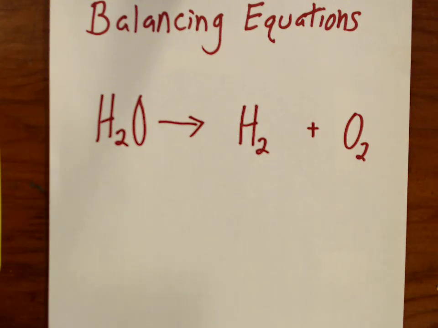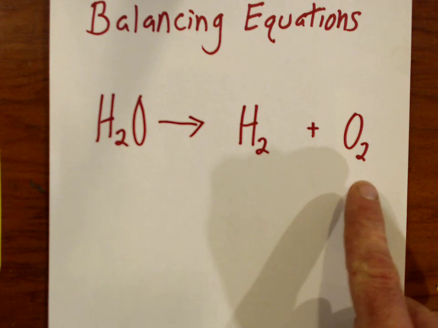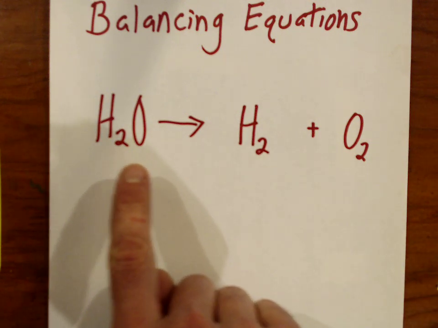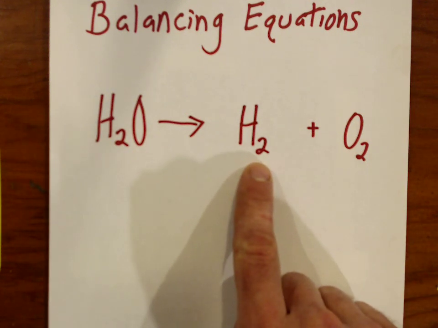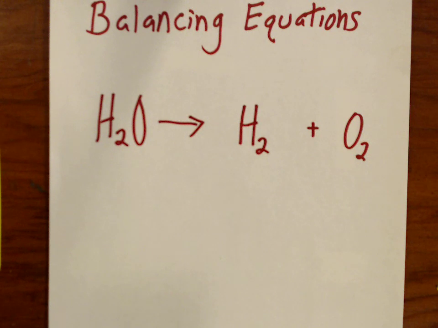Criteria number one for a good chemical equation is that it must have correct formulas for all reactants and products, and these formulas here are all accurate. Everybody knows the formula for water. Hydrogen is in fact H2, pure hydrogen gas. Oxygen gas is in fact O2. The second criteria is that it must be balanced and obey the law of conservation of matter. This one, as it is written right here, right now, is not balanced.